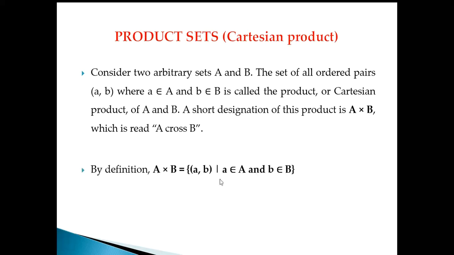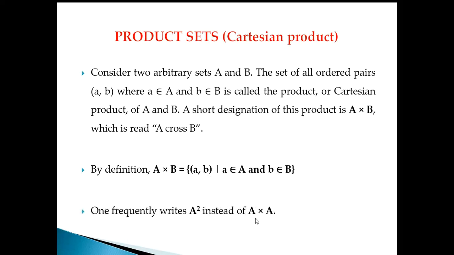And A cross B consists of ordered pair elements (a, b), where a belongs to set A and b belongs to set B. Now, if we have only one set, how can we find the Cartesian product? We can find the Cartesian product of A with itself, meaning A cross A, and we can represent A cross A by A squared. So if you have a set and want to calculate A squared, you find A cross A, and that will give you A squared.